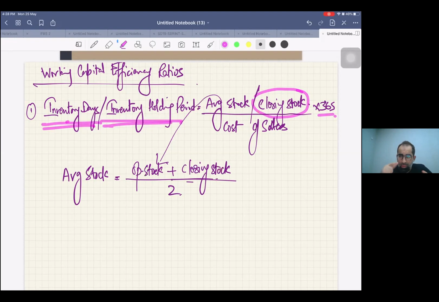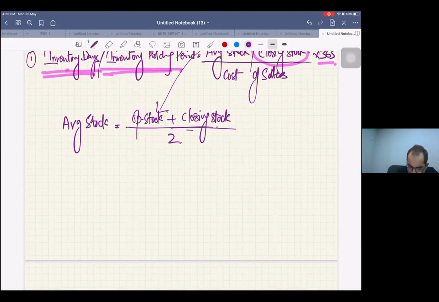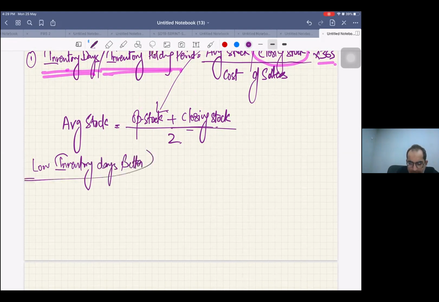Now, the next question is, is it good that we have high inventory days, or should we have low inventory days? The answer is low inventory days is better. Lower is better. Why are low inventory days better? Because if you hold stock for more days, you need to bear holding cost, which is very risky, right?